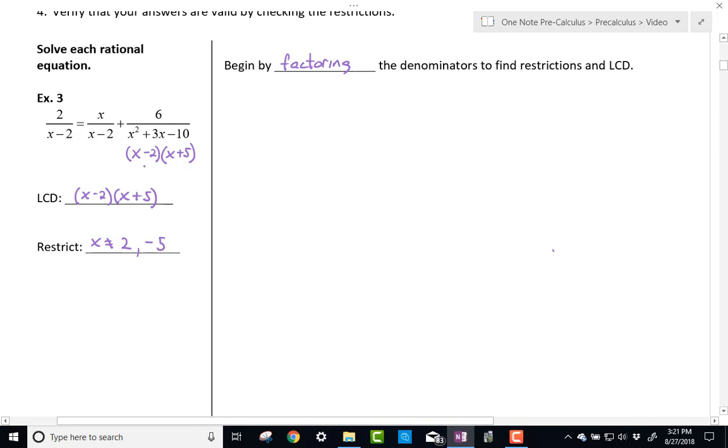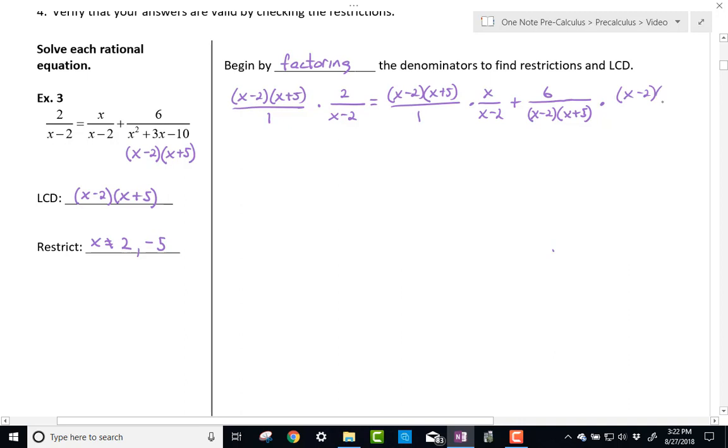We're going to start out the same way we did yesterday. We're going to take our LCD, x minus 2 times x plus 5, put that over 1, and multiply it by the first fraction of 2 over x minus 2. Bring on our equal sign. We'll take our LCD again, x minus 2 times x plus 5 all over 1 times our second fraction of x over x minus 2. And then we've got a plus sign in between here with 6 over x minus 2 times x plus 5. I'm using the factored form just because sometimes it's easier. And I'm going to multiply that by the LCD, x minus 2 times x plus 5.